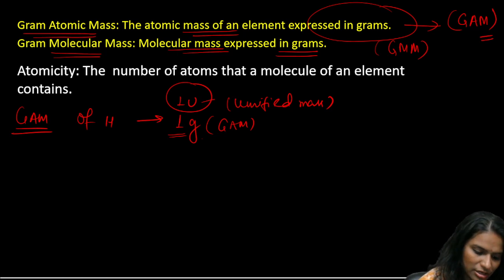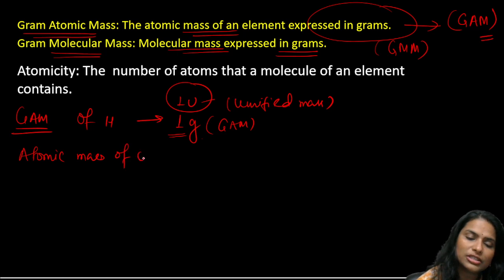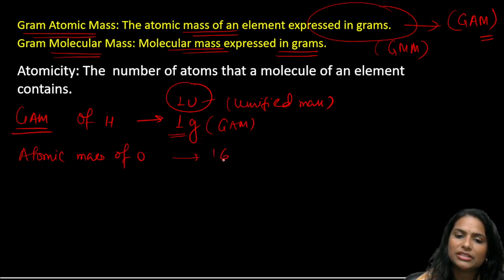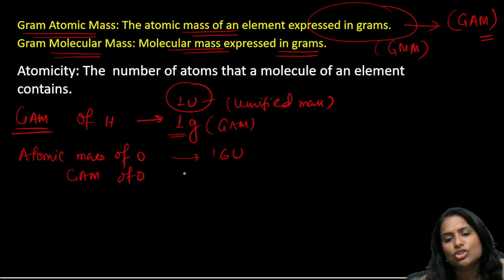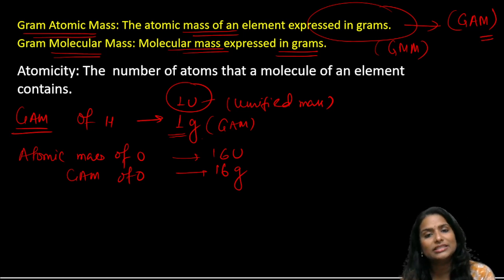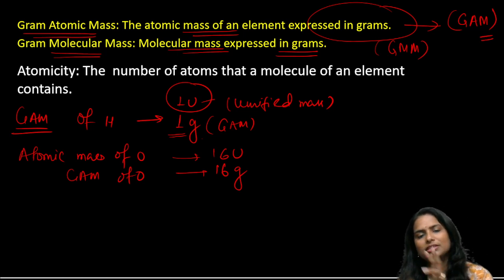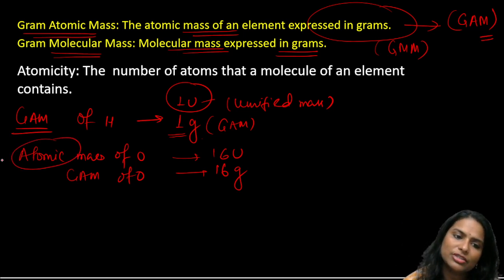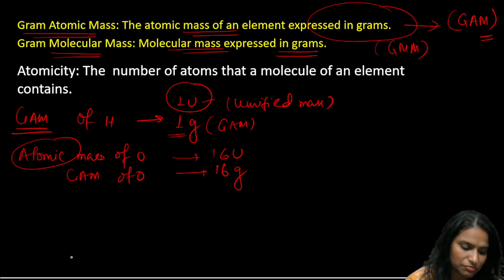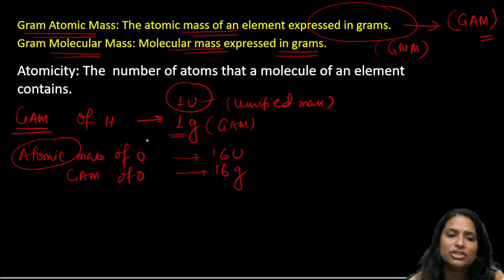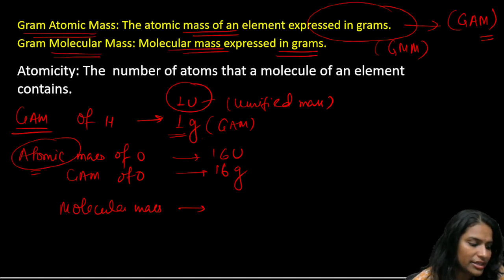Suppose if you say the atomic mass of oxygen, how will you represent it? You will represent it as 16 u. But when you say the gram atomic mass of oxygen, that will be equal to 16 grams. That is the difference. Simply when the atomic mass is represented in terms of grams, it is gram atomic mass. Suppose the atom is replaced by a compound, then rather than using the term atomic mass, you will use the term molecular mass.